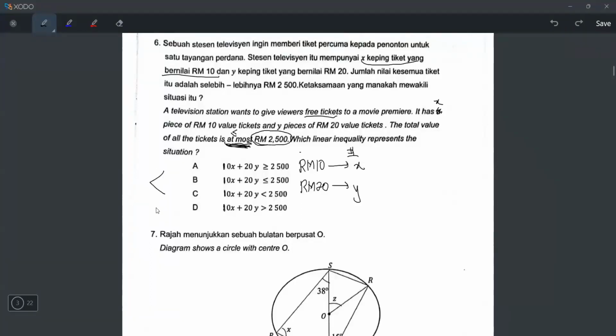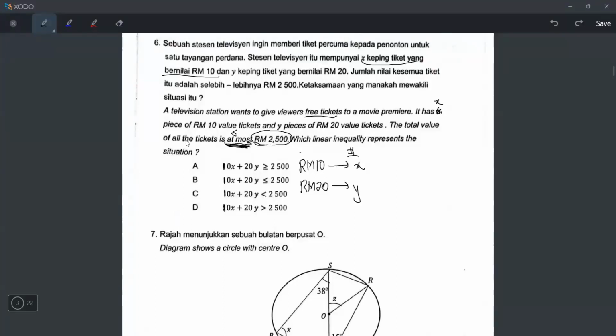And please don't write it like this. This is also wrong. It has to have the line underneath, because at most means the maximum limit is 2,500. So 2,500 is included. That's why you have the line there. And don't forget that the 2,500 is not the number of tickets.